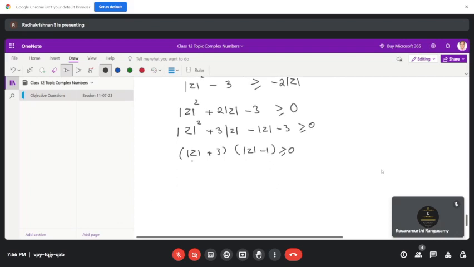So that means either both are greater than 0 or both are less than 0.